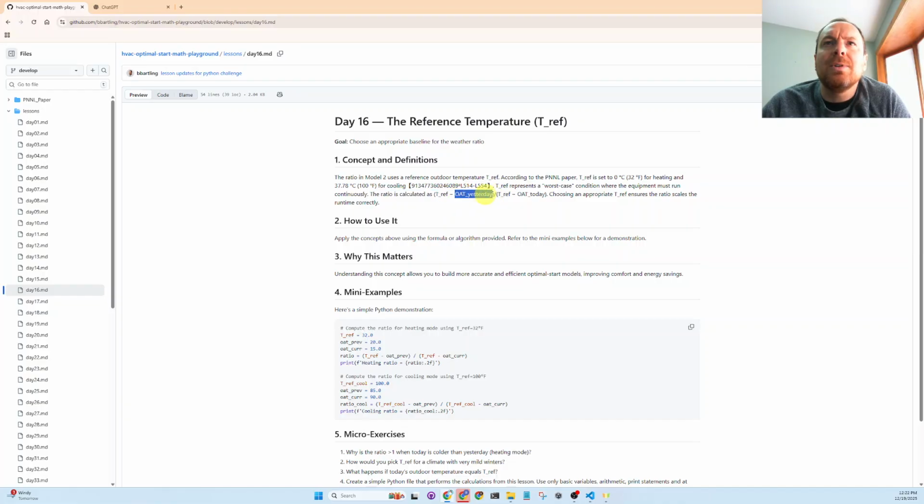So yeah, they're just grabbing this. We're just calculating a ratio from yesterday's outside air temperature, comparing it to today. And this will output an extra little minute kicker.